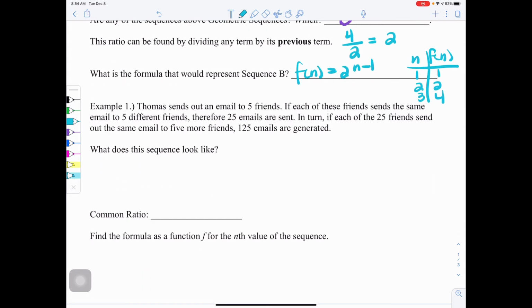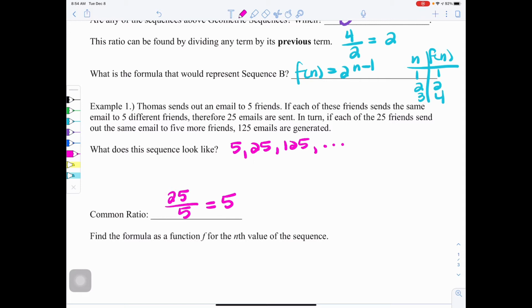Example 1, Thomas sends out an email to 5 friends. If each of these friends sends the same email to 5 different friends, therefore 25 emails are sent. In turn, if each of the 25 friends send out the same email to 5 more friends, 125 emails are generated. What does this sequence look like? So we will write it down in order. We had 5, then 25, then 125, and it's going to continue in that pattern. So if I wanted to find the common ratio, I'll use the second term, doesn't matter which term you pick, as long as you have a term before it. So I'll put the second term over the first term to see that I have a common ratio of 5.